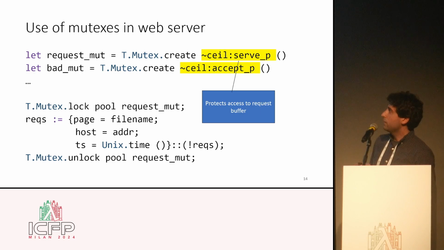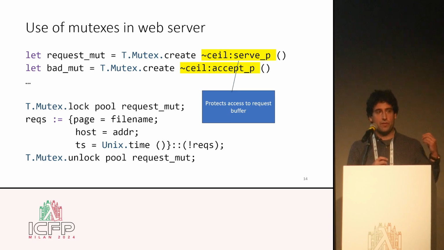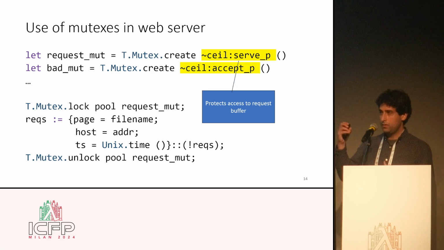So the request mutex protects access to the request buffer. Now this is only ever accessed by the classification threads, which are low priority, and the serving threads, which are at the highest priority. So this priority ceiling needs to be at the highest priority.